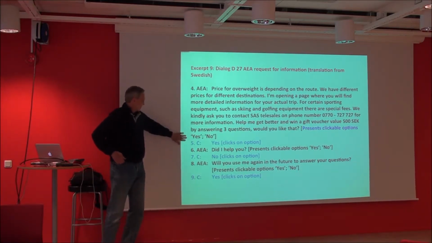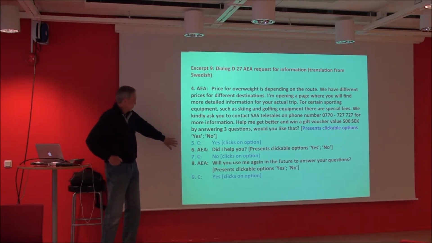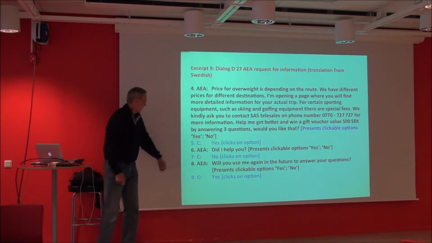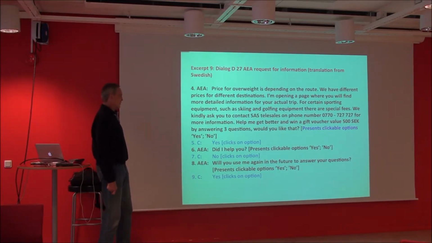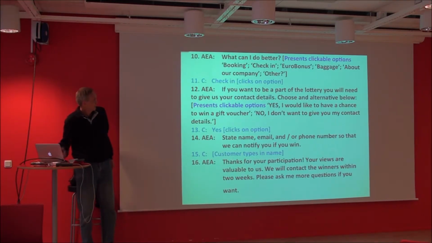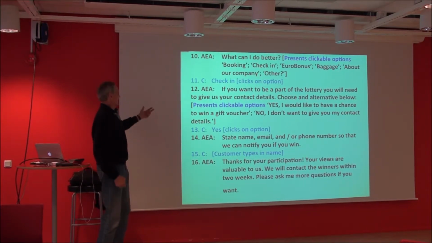Customer clicks on the option yes, and then the agent comes up with this question, did I help you? And then you get another clickable options, yes or no. Customer clicks no. And then the agent comes back, will you use me again in the future to answer your questions? In other words, clickable options, yes. And then you continue, what can I do better? You get more clickable options, and you get another click, and there's more clickable options, and it goes on like that. So, no, I don't want to give you my contact details.